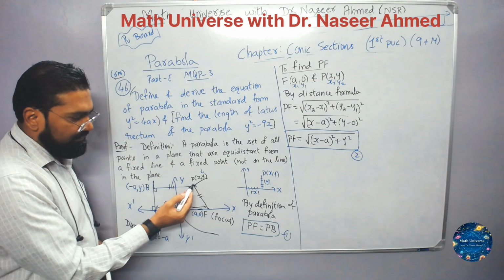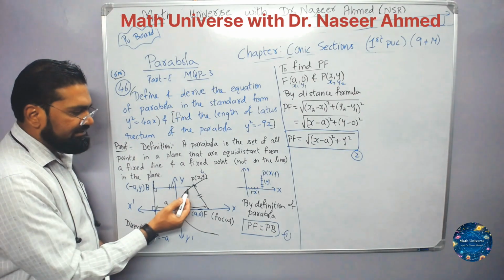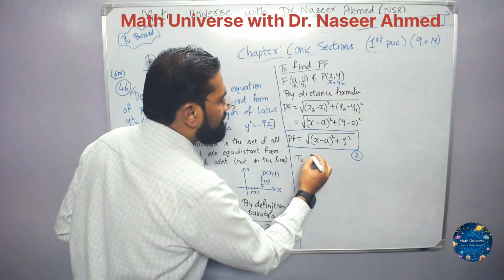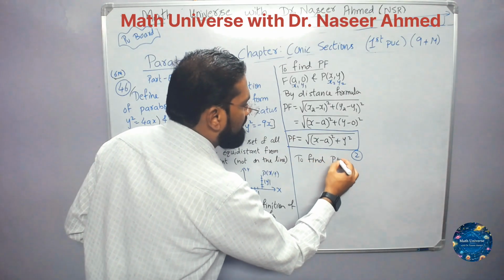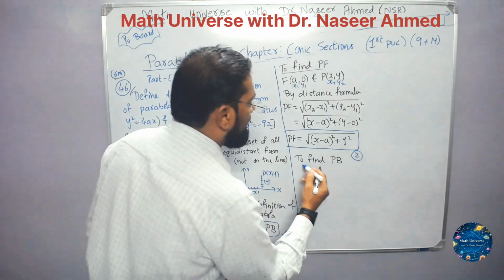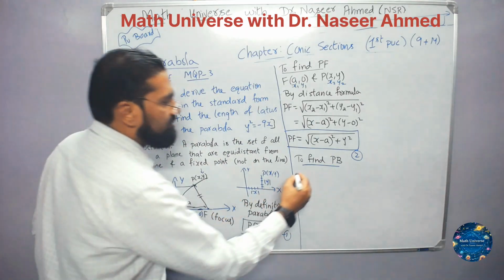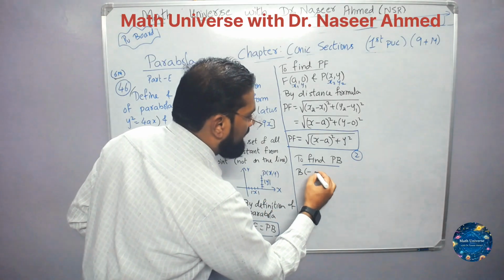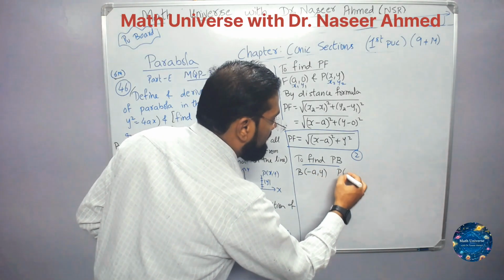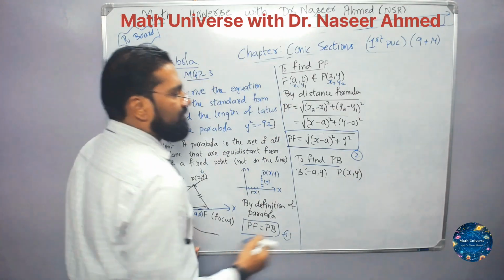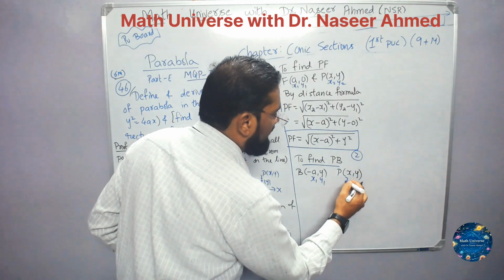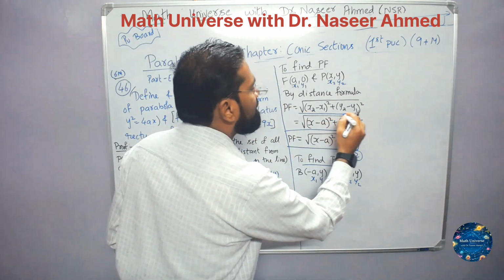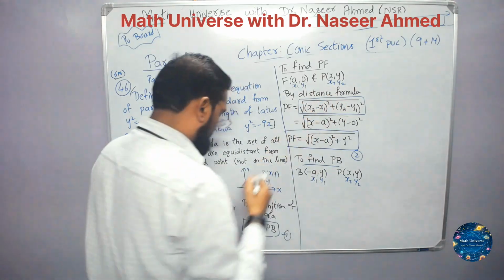Okay, now PB. Again see PB, P is here, B is here. Again this length is the distance between the point P and B. Again we can use the distance formula to find PB. Now see carefully. B is minus a comma y and P is x comma y. Again, this I'll take as x1, y1, and this I can take as x2, y2. Again, by using the distance formula, this formula I'm going to use.